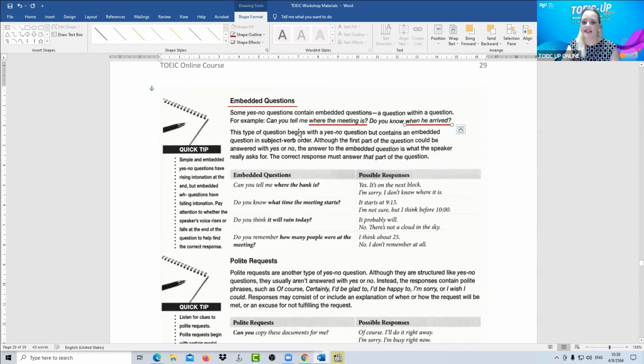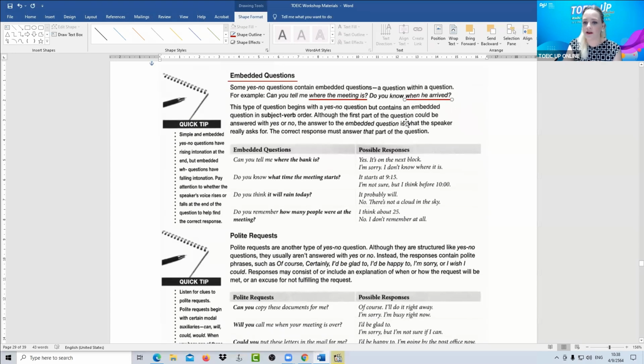This type of question begins with a yes-no question, but contains an embedded question in subject-verb order. What they mean by subject-verb order is, where the meeting is, usually this question would be, where is the meeting, right? But now because it's embedded, the subject and the verb change. So instead of where is the meeting, it becomes where the meeting is. Same here. When did he arrive? When he arrived. It changes the subject-verb order.